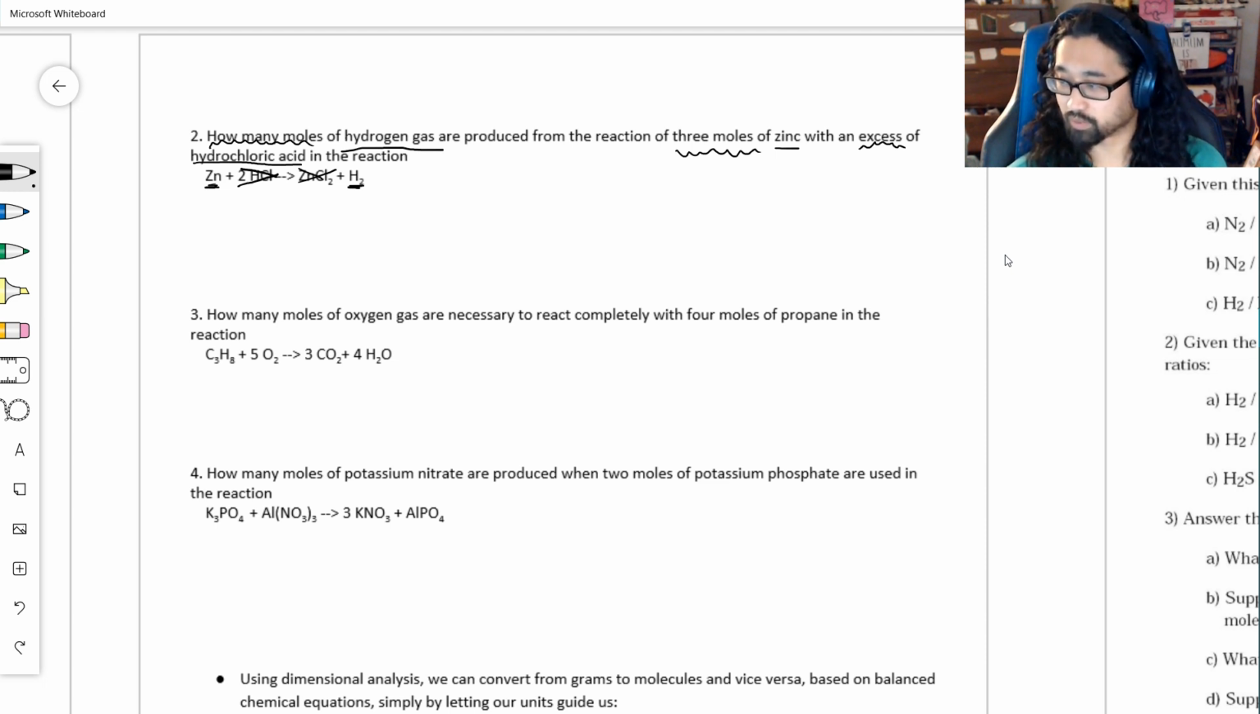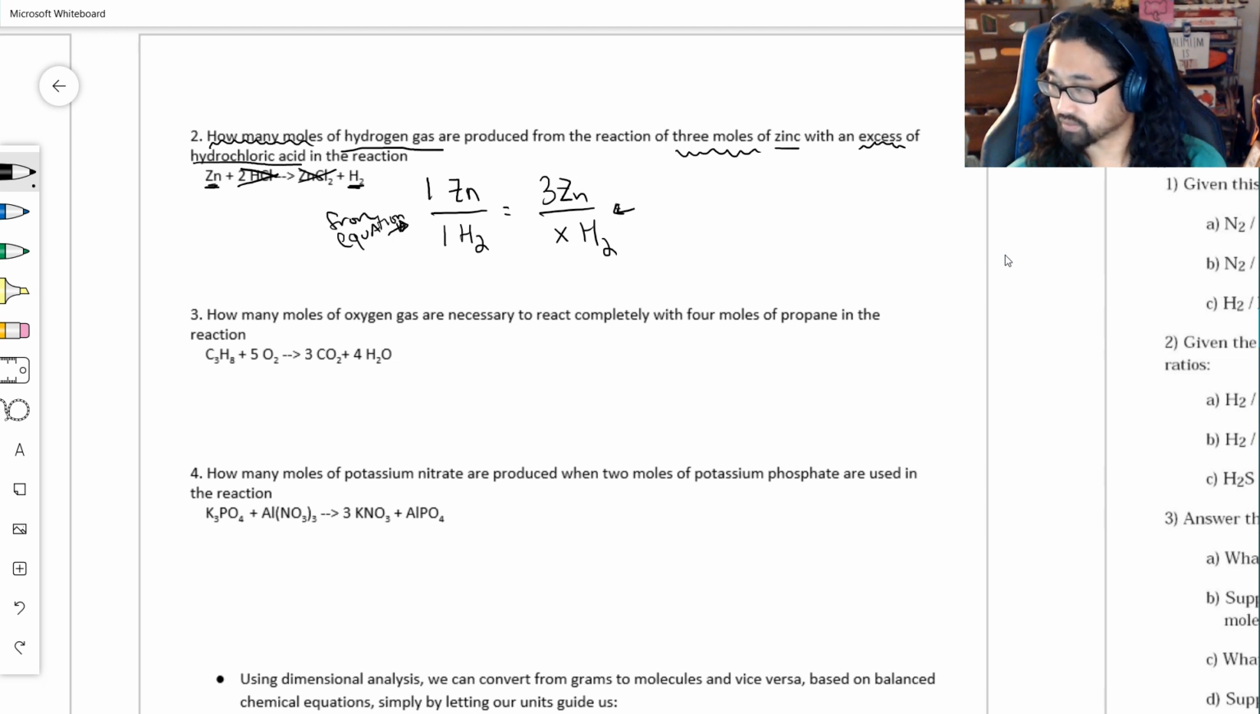Now I'll set up my proportions. 1 zinc and 1 H2 is going to equal 3 zinc and X H2. And again, the reason for that, this side came from the equation, and this side came from the question. And my answer here, X equals 3.